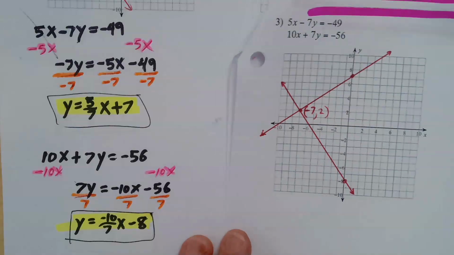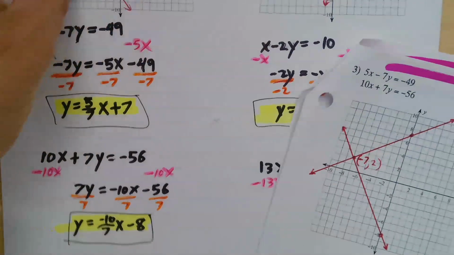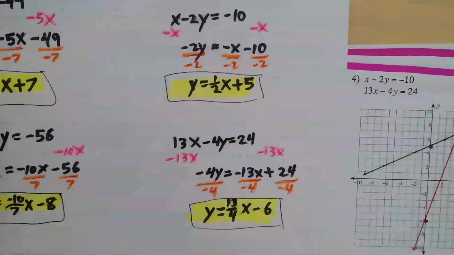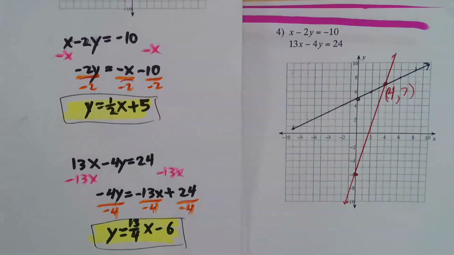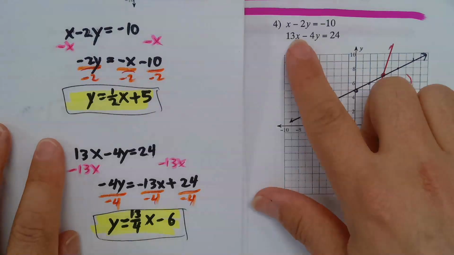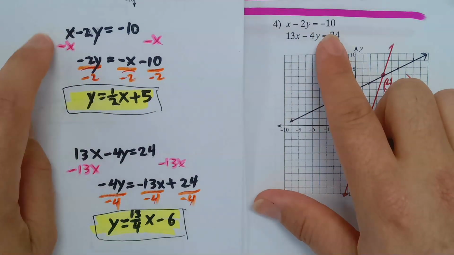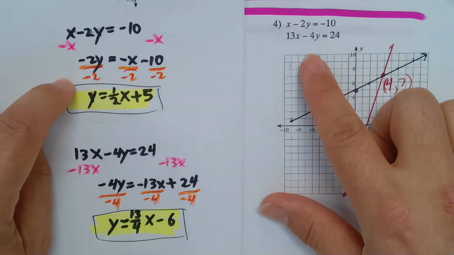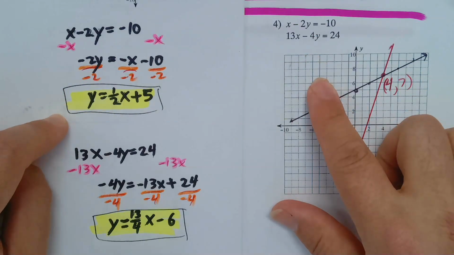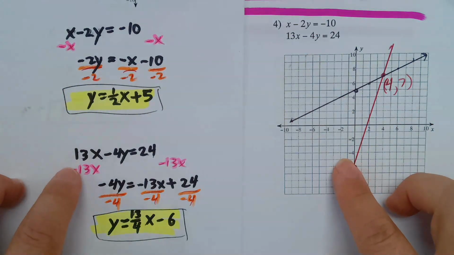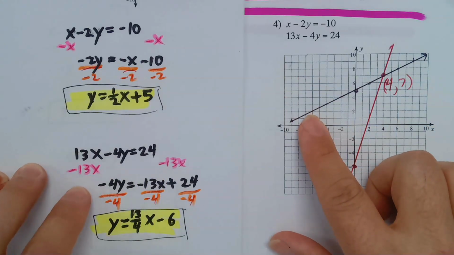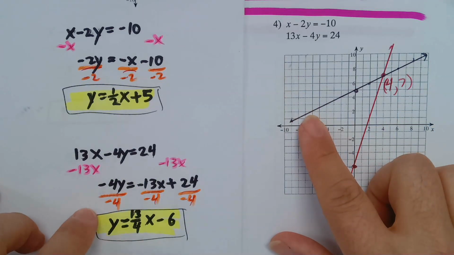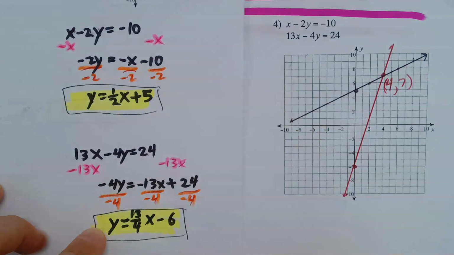Okay, let's do number 4. Okay, so number 4, it says x minus 2y equals negative 10, so we subtract x on both sides. Divide everything by negative 2, and we get this equation. Here we subtract 13x on both sides, then we get this black equation. We divide everything by negative 4, and we get this answer.